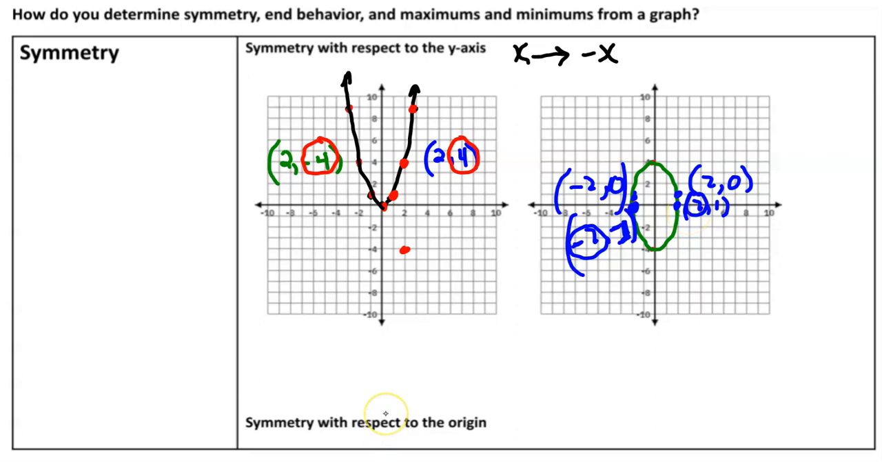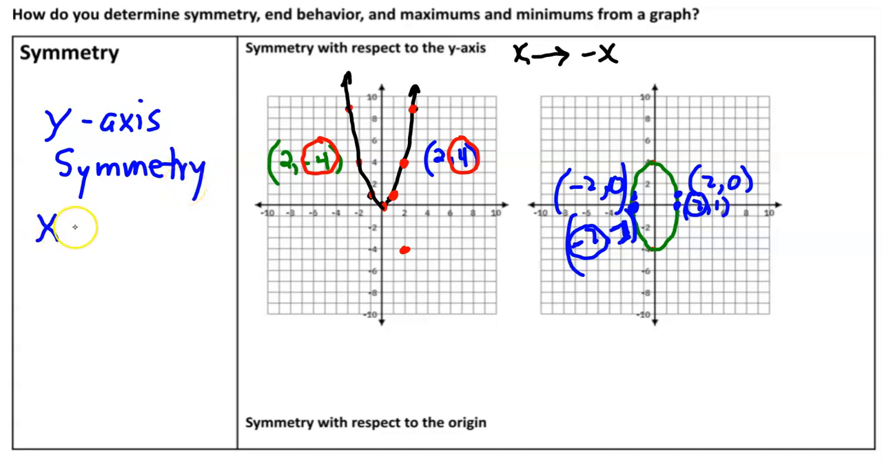Now, for it to have y-axis symmetry, if you take any x and do another point across the y-axis, then that other point should be negative x.